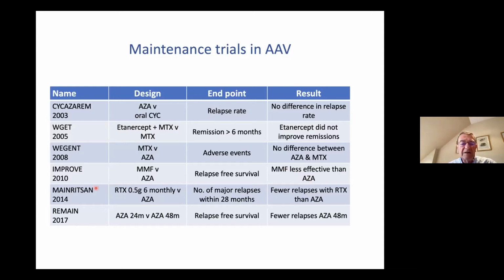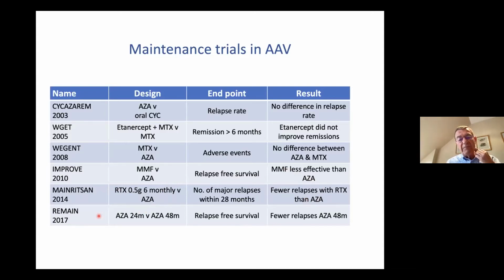There was then a maintenance study of rituximab from France called the Main-Ritzan study, using 0.5 grams of rituximab 6 monthly and comparing that with azathioprine. There were fewer relapses with the rituximab than with the azathioprine. And that is similar to the result I mentioned earlier in the Rituximab study in Europe.